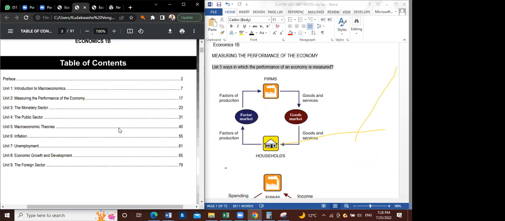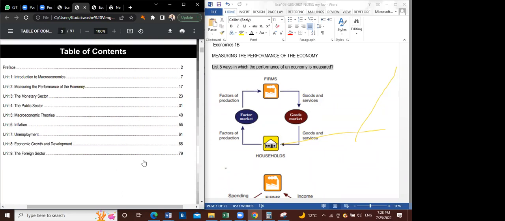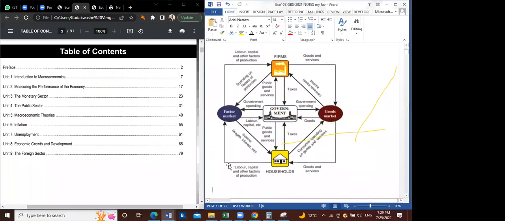So when it comes to macroeconomics, as I have suggested, we're going to be having an overview, or rather a top-of-the-mountain perspective of the economy. We're no longer dealing with individual participants within the economy. As you can see on the left-hand side of your screen, there are various topics that you are required to cover: measuring the performance of the economy, the monetary sector, the public sector, the macroeconomic theories, inflation theory, unemployment theory, economic growth and development, as well as the foreign sector. All of these elements basically describe the economic activities that will be happening within the economy.